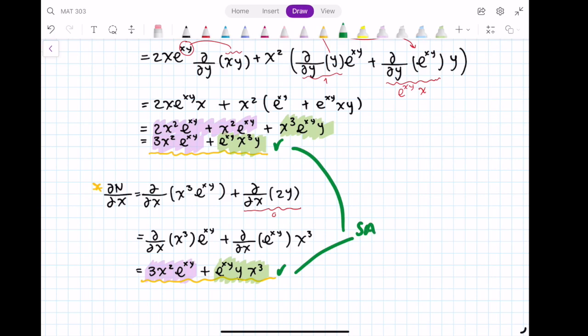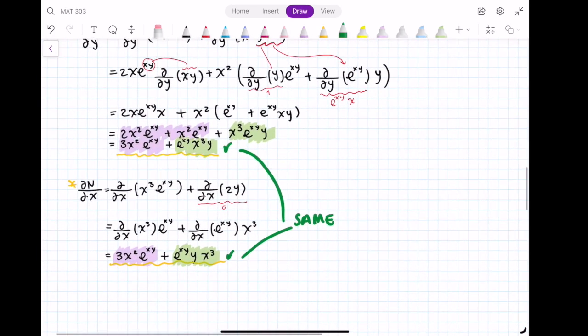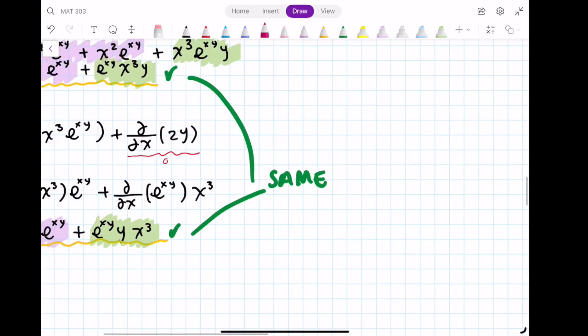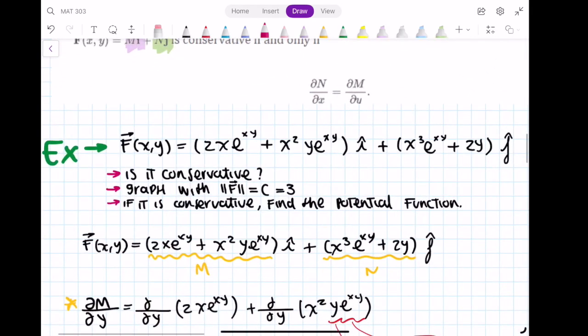This is the same. So we can conclude that the vector field is conservative, right? So we'll check the first one. So now that we know that it's conservative, we can just graph it.